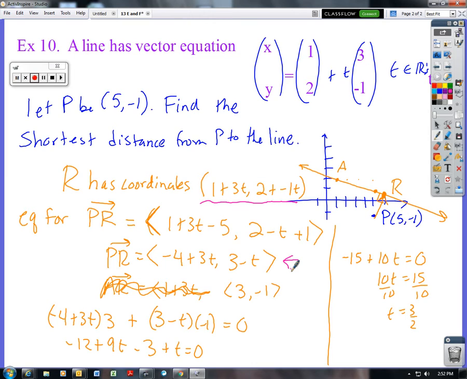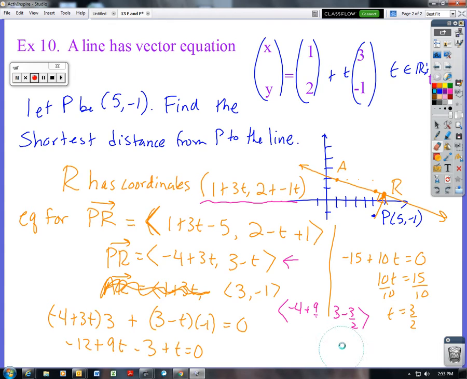Oh, I need more room. Okay, I'm just going to do it in purple. So I'm going to be plugging in 3 halves. So I'm going to have negative 4 plus 3 times 3 halves is 9 halves. And then I'm going to do 3 minus 3 halves. So let's see, that's going to be a half. Oh, is that right? I'm going to make sure I do it right. Oh, 3 minus 3 halves is 3 halves. Okay, that makes more sense.